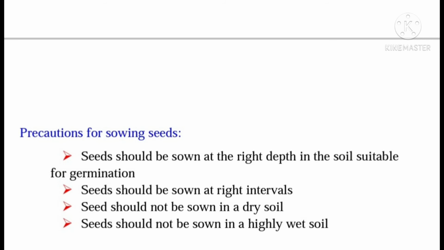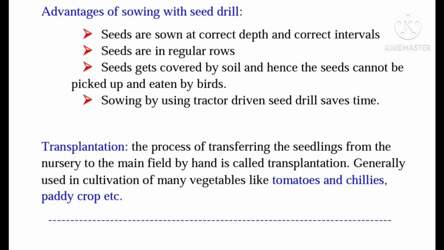Okay. Now what are the advantages of sowing the seeds with seed drill? By using the seed drill for sowing, the seeds are sown at correct depths and correct intervals. The seeds are in regular rows. Seeds get covered by the soil, because when the seeds are sown by hand or by the broadcasting method, the seeds are scattered on the soil. So seeds are not covered by the soil. In that case, the seeds can be eaten by the birds or taken away by the animals. I hope it is clear to everyone.